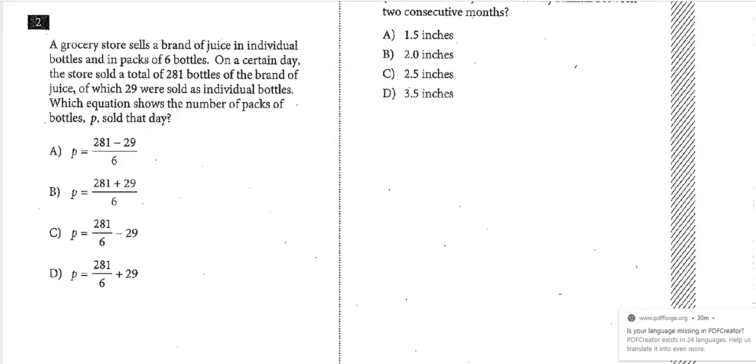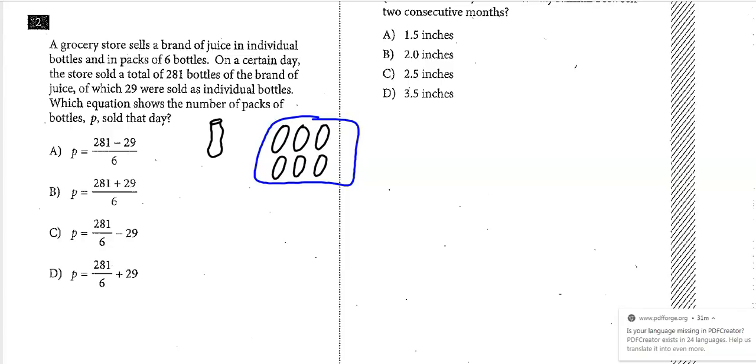Number 2, a grocery store sells a brand of juice in individual bottles and in packs of 6. So let me just kind of draw this out. We could have an individual bottle there, or we could have a pack that's got, I'm just going to make this fast, pretend these are bottles of 6. On a certain day, they sold 281 bottles of the brand of juice. 29 were sold as individuals. Which equation shows the number of packs?